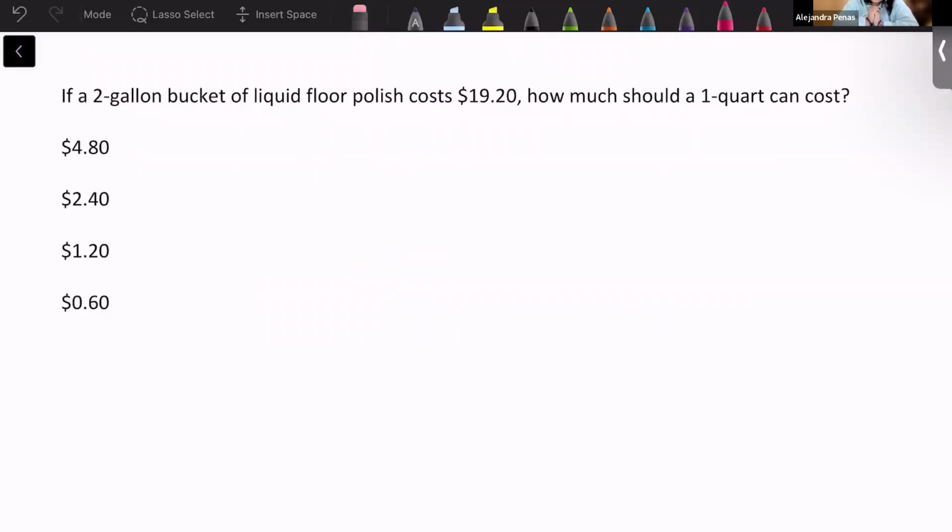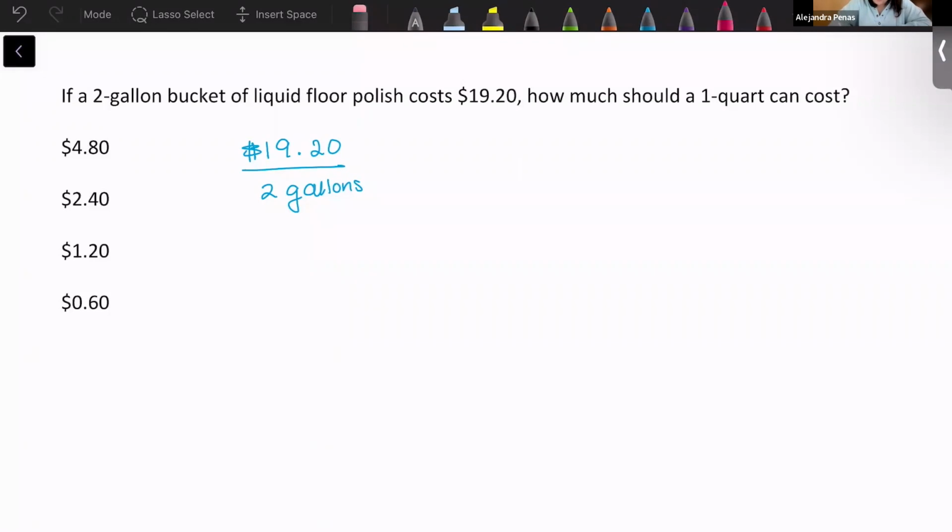If a 2-gallon bucket of liquid floor polish costs $19.20, how much would 1 quart cost? So another unit conversion. We're going to go from gallons to quarts. So we know that it costs $19.20 for 2 gallons. Let's find out how many quarts are in a gallon.